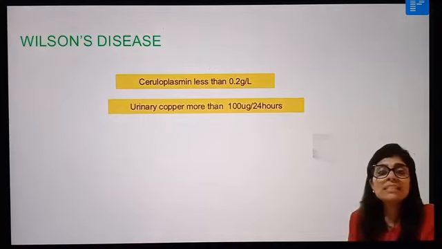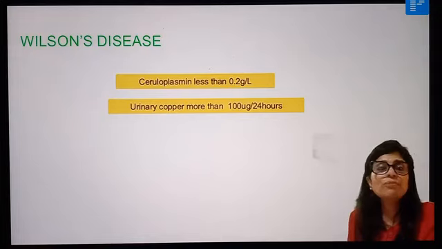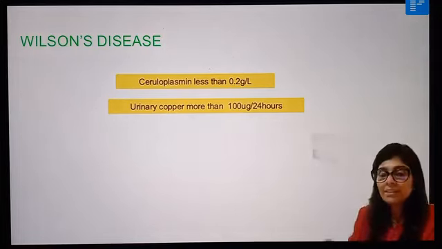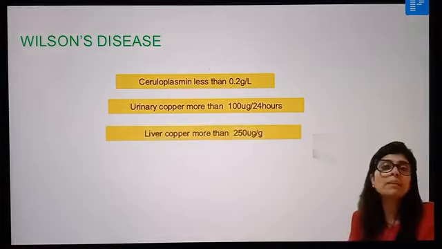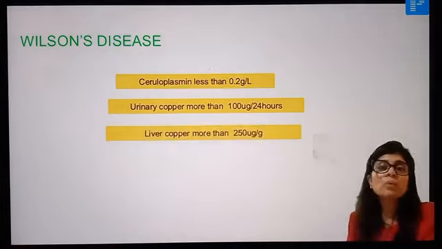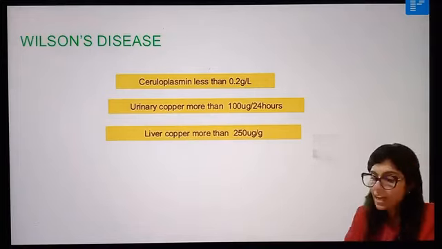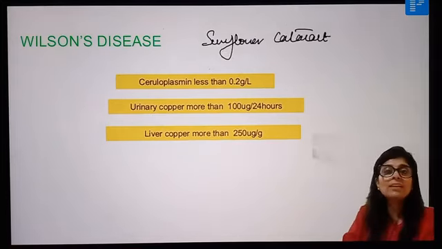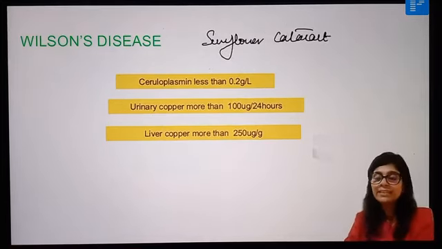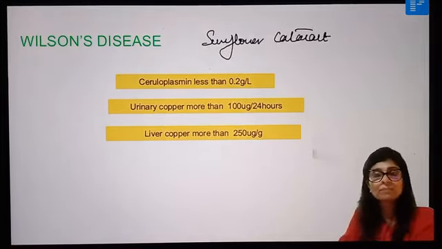And the gold standard diagnostic investigation for Wilson's disease is, what did I tell you? Liver biopsy reveals copper concentration to be more than 250 microgram per gram of tissue. So that's about Wilson's disease, which is hepatolenticular degeneration. And Wilson's disease is characterized by sunflower cataract. Apart from the liver getting affected, apart from the lenticular nucleus getting affected, it's characterized by sunflower cataract.